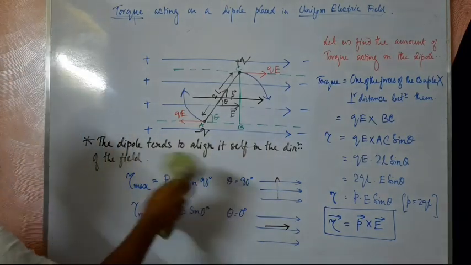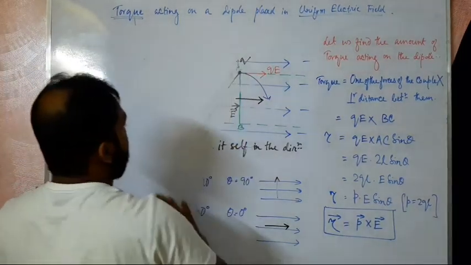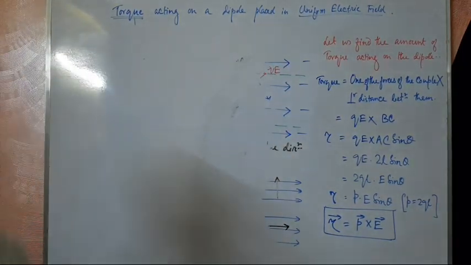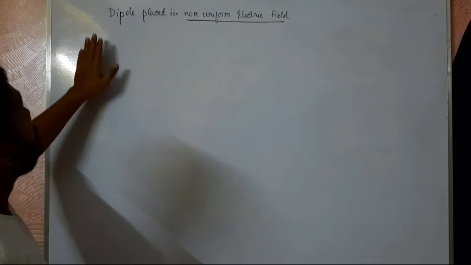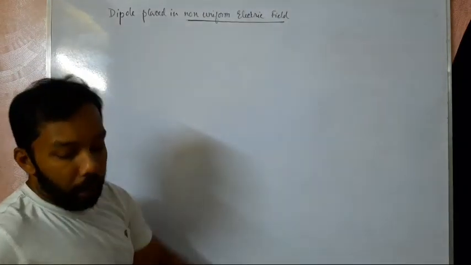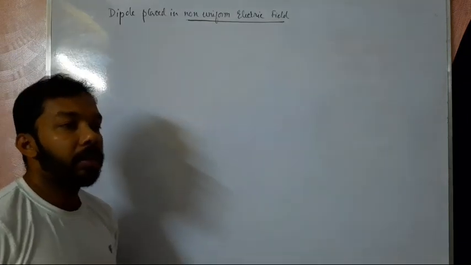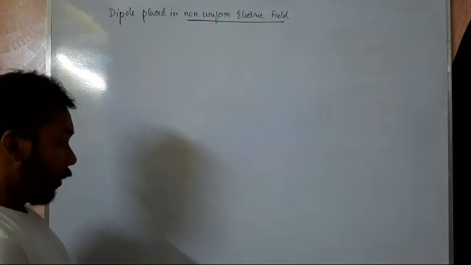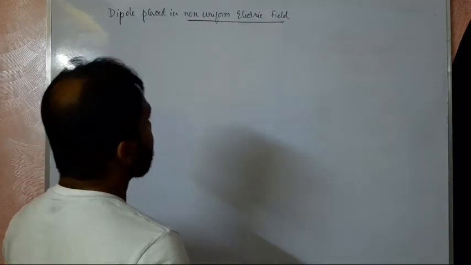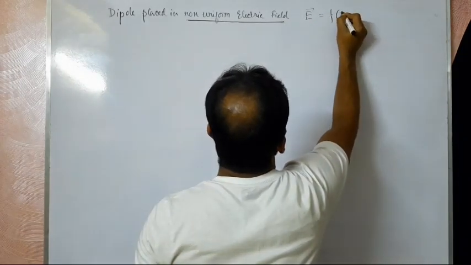Let us see. So I am erasing this board. Okay, let's see what happened when dipole placed in non-uniform field. See, electric field is a sole function of position vector. So any electric field can be written as E is a function of R.